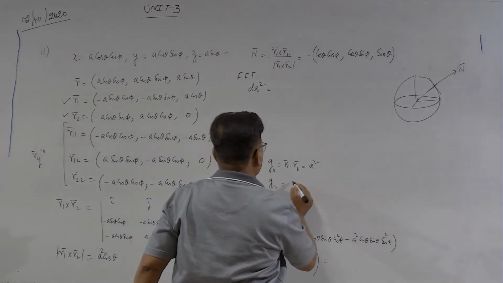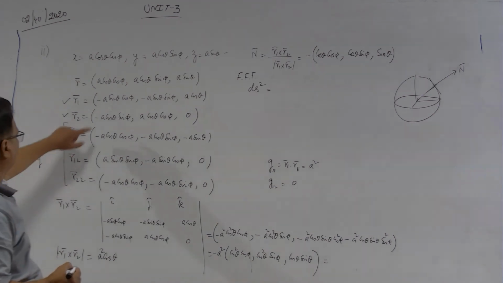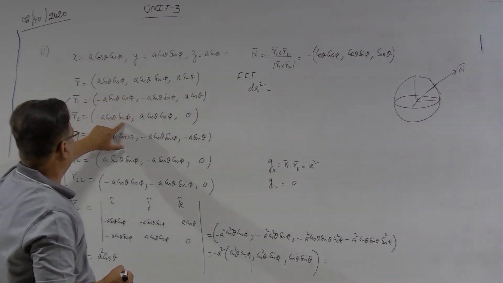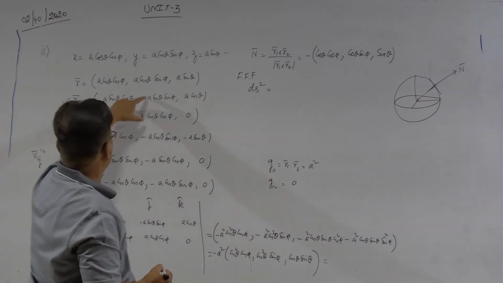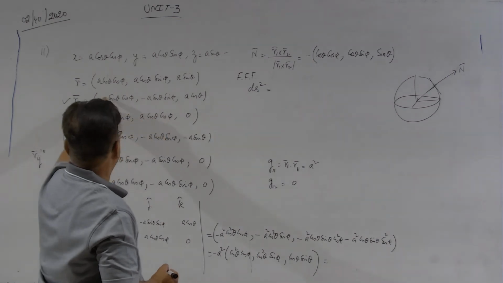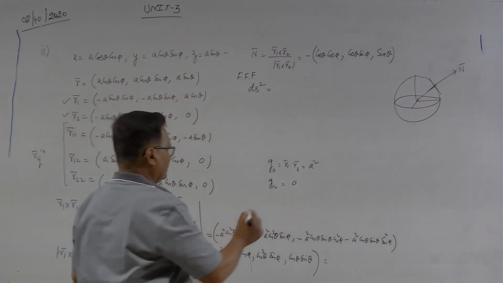G12, sometime we had computed it is 0. You can see it. This means A square cos theta sin theta cos phi sin phi, and this A square sin theta cos theta sin phi cos phi, they will cancel each other. Here it is 0. So, this is 0.